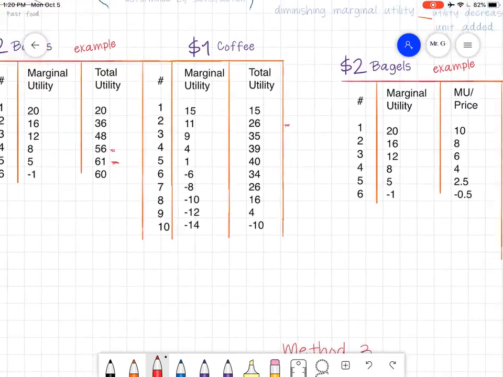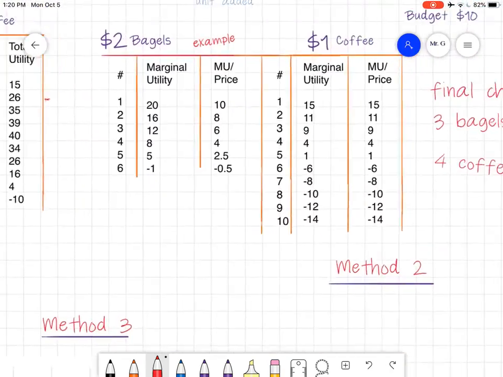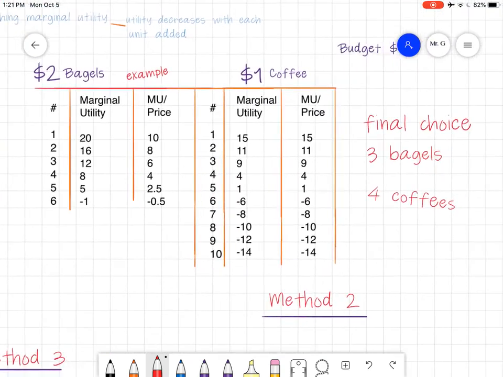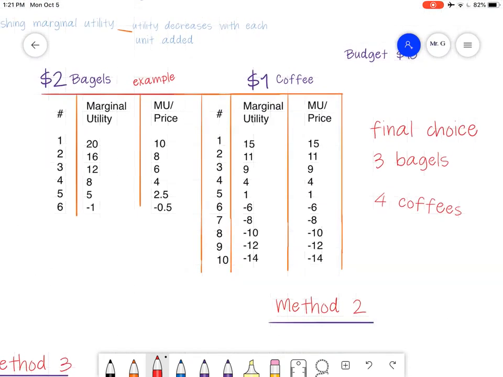So this is the same example. And you can see that with method 2, which is what we're doing right now, the final choice of 3 bagels and 4 coffees also comes up. All right, so let's go through and figure out how we did this. We have this MU divided by P.